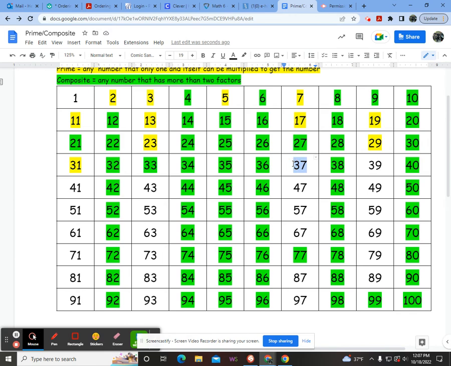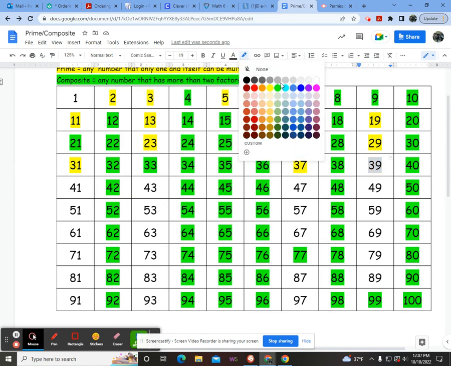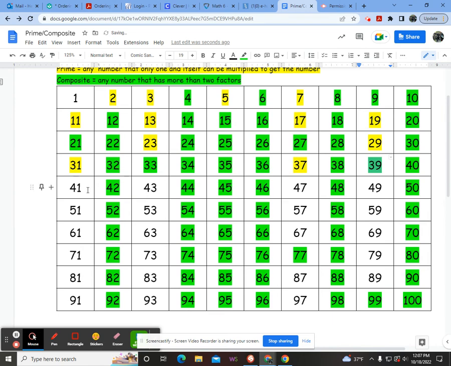Moving on to 37, what do we think? It is prime. 39. Oh, I keep changing it to gray. Sorry. 39. Not prime. Can anyone tell me what goes into 39?